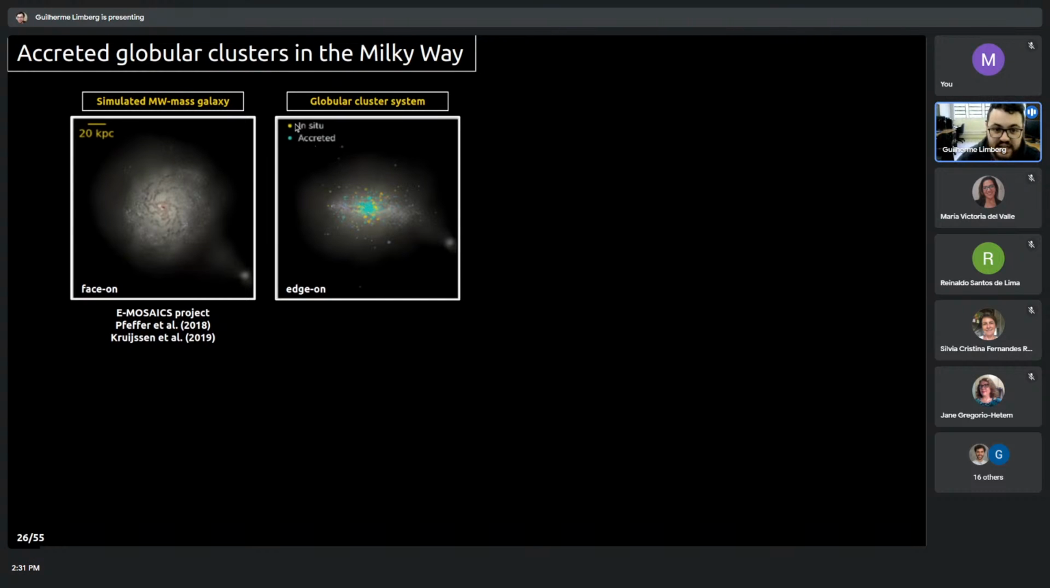And we can see that a bunch of globular clusters are actually born within this massive spiral galaxy itself. However, a good portion of its globular clusters were actually accreted from a bunch of small dwarf galaxies.